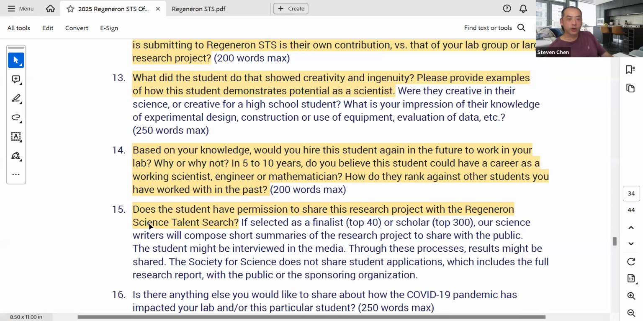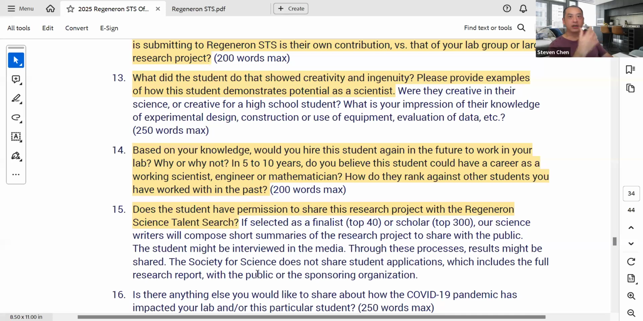Okay. Question 15, does the student have permission to share this research project with Regeneron Science Talent Search? Again, this is something that is very subtle. That's why, when you decide which research report to use, prior to it, first talk to your mentor and get a permission and clearance from the mentor. So the permissions are at multiple levels. One level of permission is whether you are permitted to use your research with this mentor to compete in STS.